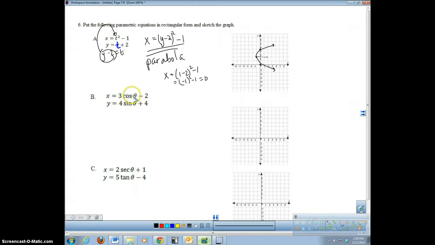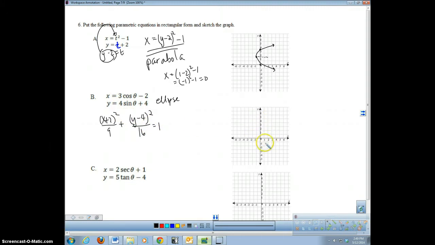Now remember, since it's a cosine and a sine, and these are different, this is going to be an ellipse. All right, and the ellipse is going to be x plus 2 squared over 3 squared, which is 9, plus y minus 4 squared, 4 squared is 16, equals 1, so this is rectangular form.